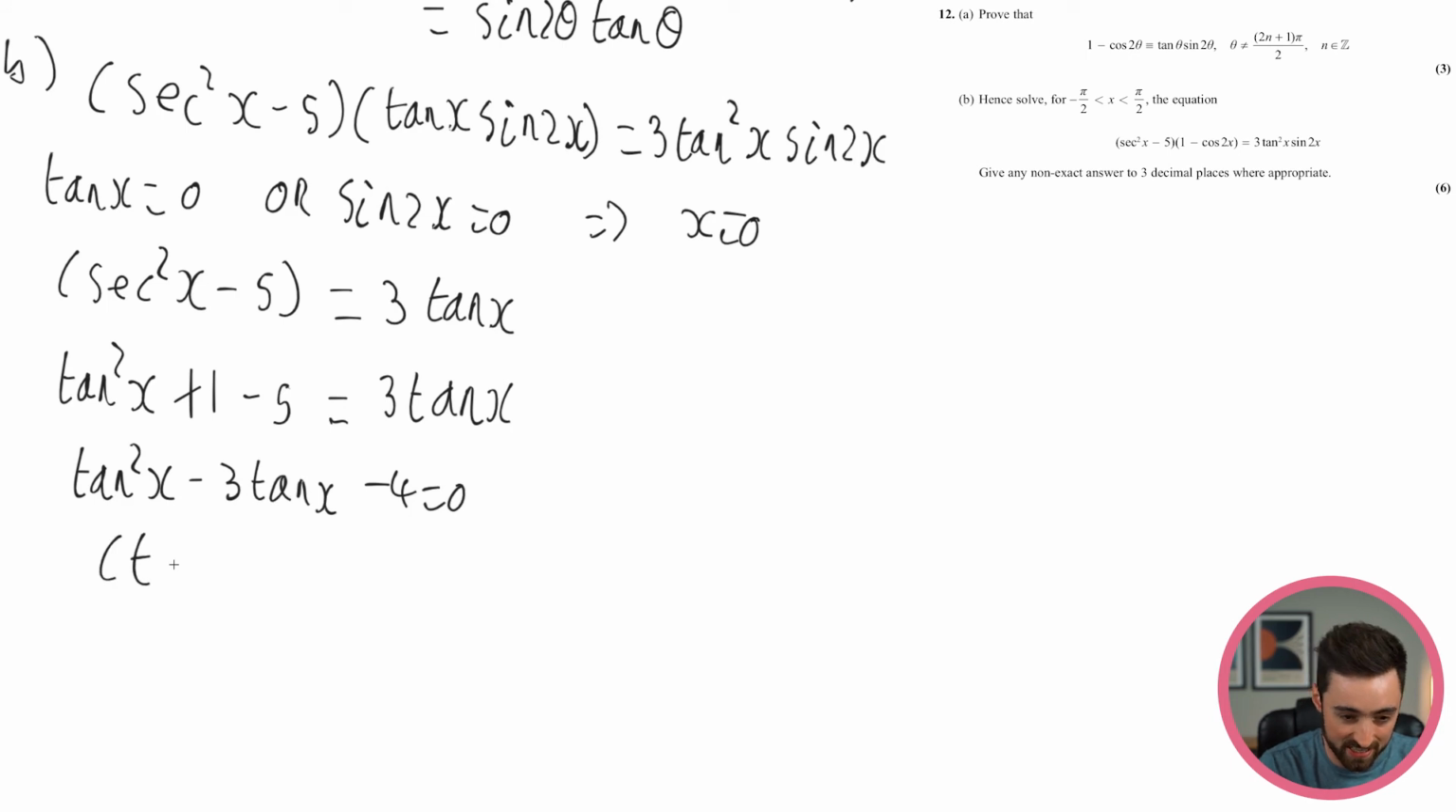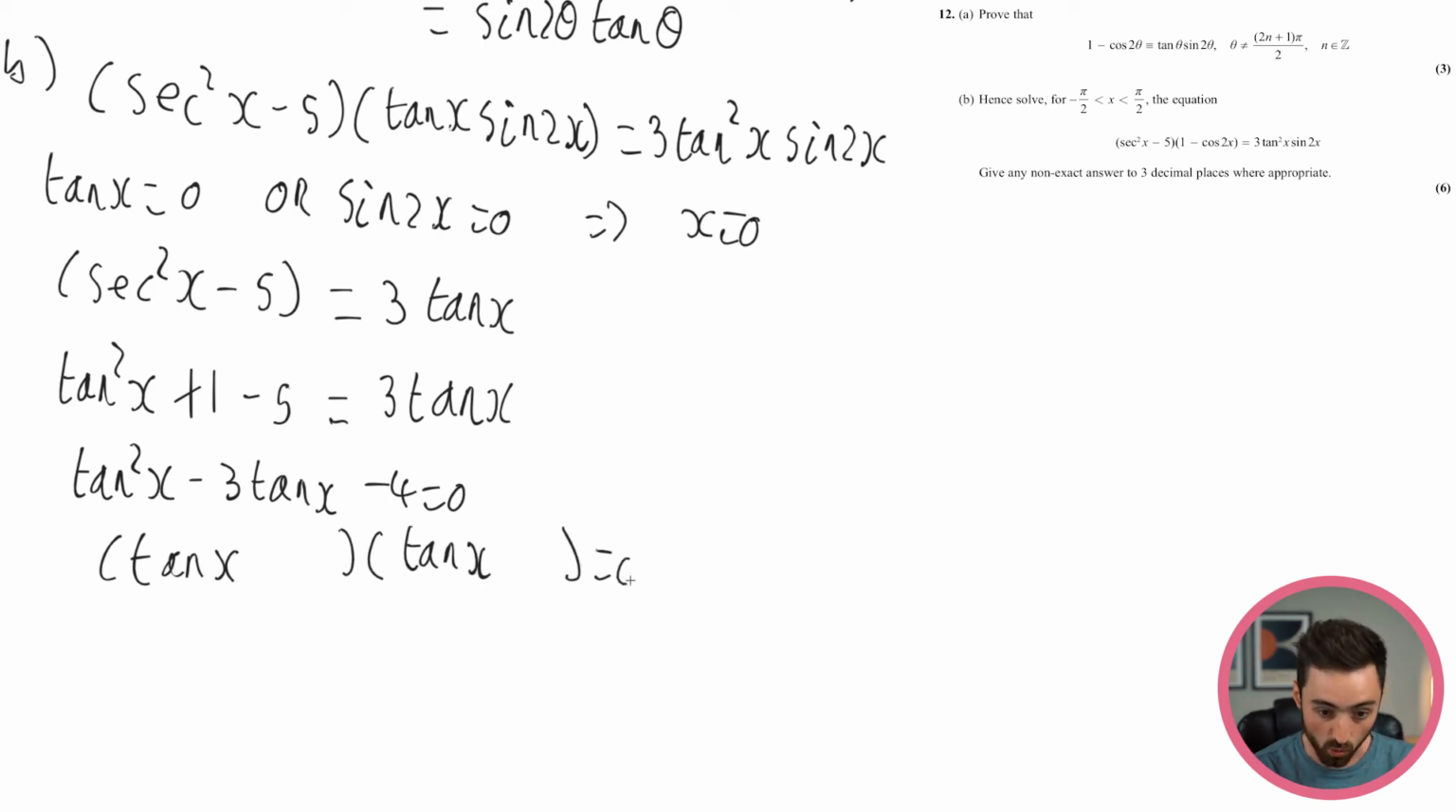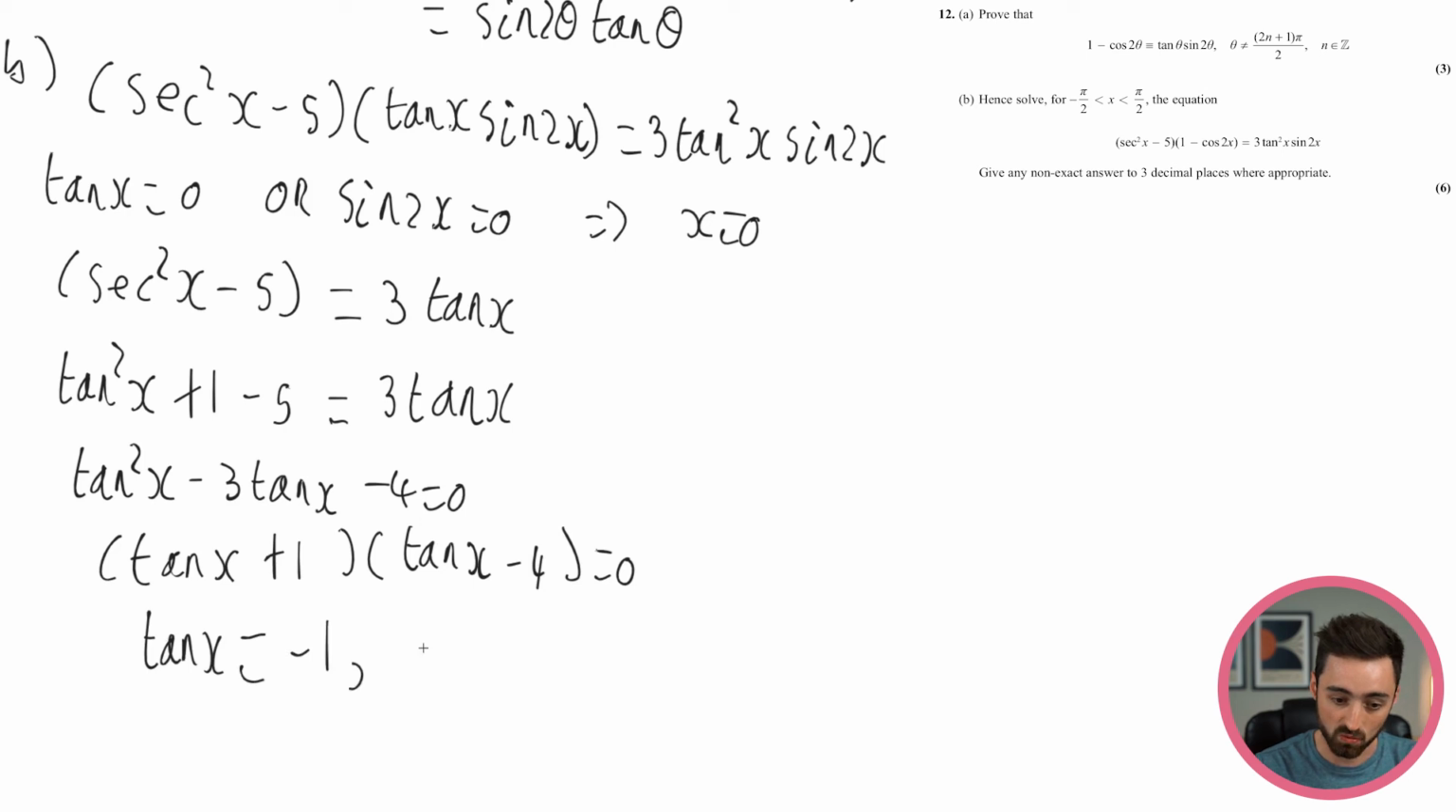Can I factorize this? I think I can. So I'm going to get tan x and tan x. What is going to add together to make minus 3 and times together to make minus 4? Positive 1 and negative 4. So this is going to lead me to two solutions for tan x. I'm going to get tan x either equals minus 1 or 4. We're getting there, we're getting there. So essentially at this point, I'm probably only really going to have one solution for each one of these things. Let's just see what I get.